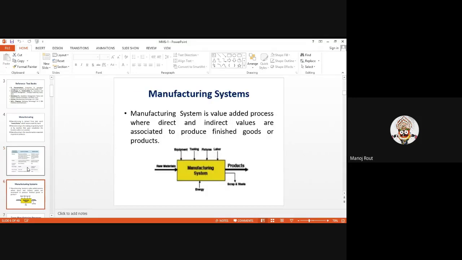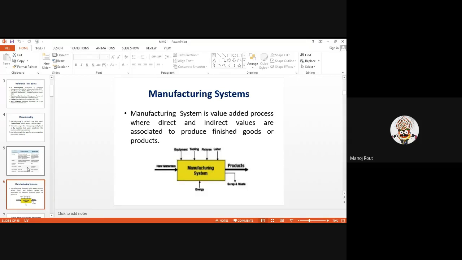Going to the next slide, the manufacturing system is a value-added process where direct or indirect values are associated to produce a finished good or product. So if you see in this particular figure, what are the direct values? For example, raw material, energy, machines, these are the direct values.